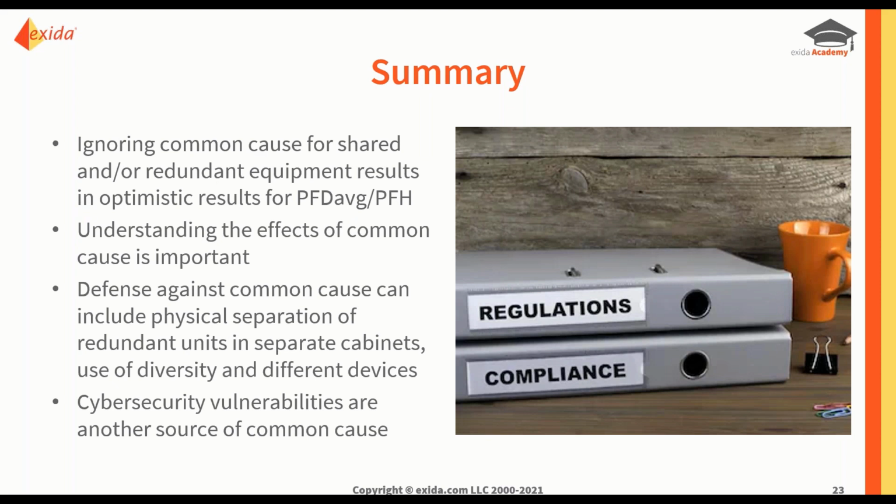So ignoring common cause for shared or redundant equipment will end up in optimistic results for your PFDavg and your PFH. So you're just fooling yourself, especially if you're assuming perfect proof testing. That's another one. And you saw the impact that that can have along with ignoring common cause. So we need to understand the effects of common cause. That's very important. You can put in defense against common cause, as I've said.